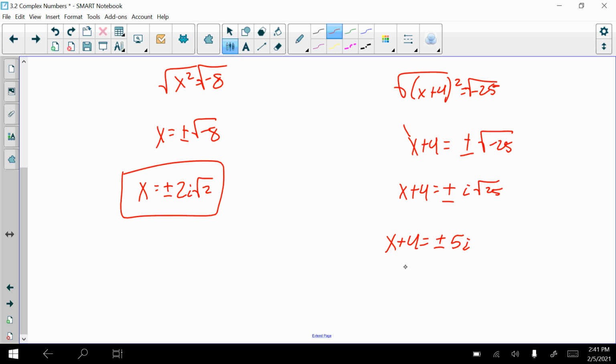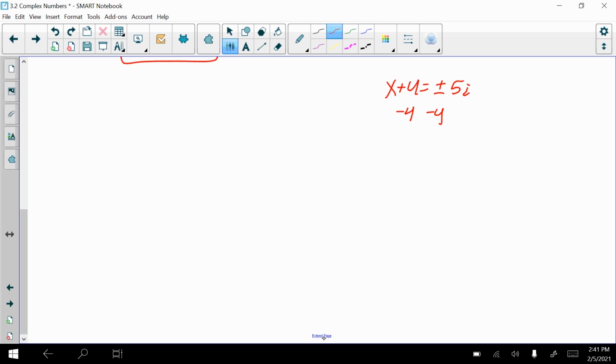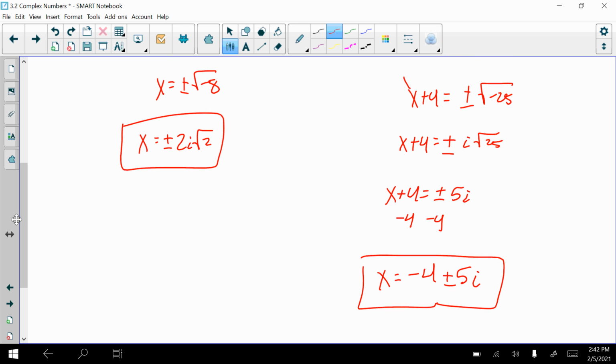We're almost done here. I still need to subtract 4 to get x by itself. And here's a big rule for us, okay? If we're ever going to write something wacky like I'm going to have on the right side here, you got i's, you got plus or minus, you got a bunch of stuff going on, we always have the plus or minus in the middle, okay? Always have the plus or minus in the middle. So it's going to be negative 4 plus or minus 5i. That's my final solution. Okay.